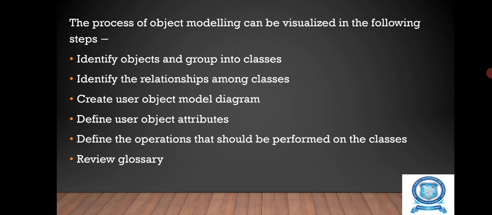The process of object modeling can be visualized in the following steps. Identify objects and group into classes. Identify the relationships among classes. Create the user object model diagram. Define the user object attributes. Define the operations that should be performed on the classes and review the glossary.